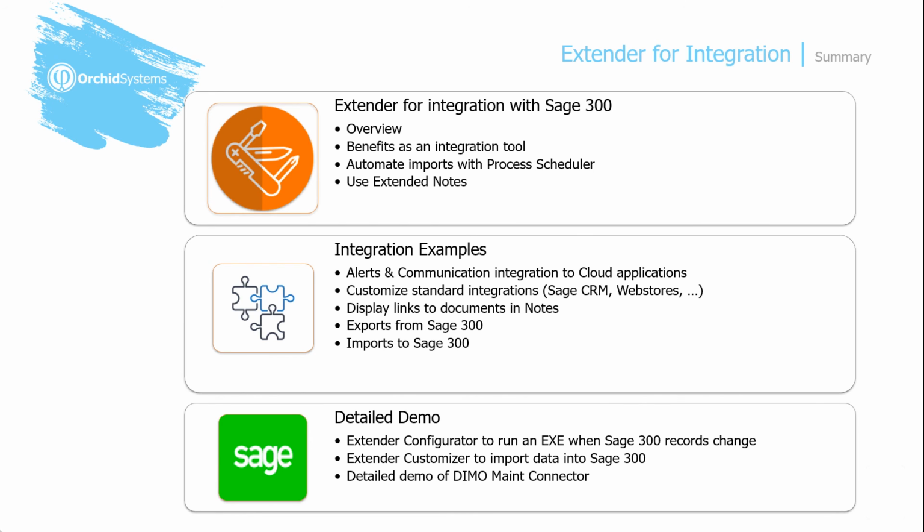We've looked at an example of using Extender Configurator to run an exe when Sage 300 records change. In this example, AP vendor details. We've looked at an Extender Customizer script to import data into Sage 300, to actually use the Extender Developer Edition as we had our import parameters stored in a custom table. And we've looked more closely at the DemoMain Connector.